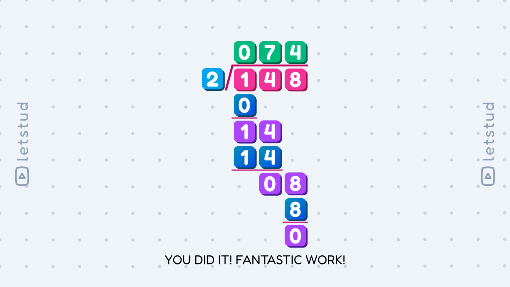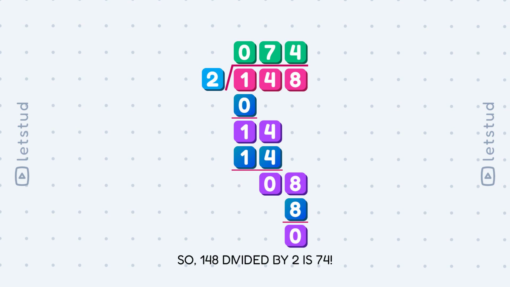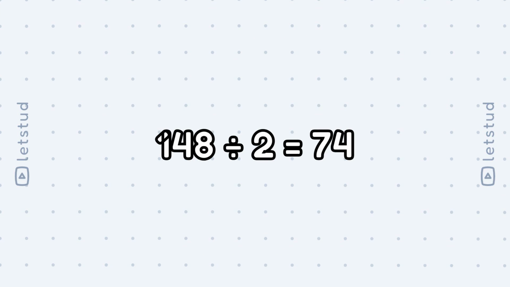Fantastic work. We've divided 148 by 2. Our answer is 74. So 148 divided by 2 is 74. Great job, everyone. We solved 148 divided by 2 using long division. Remember, every step gets us closer to the answer.